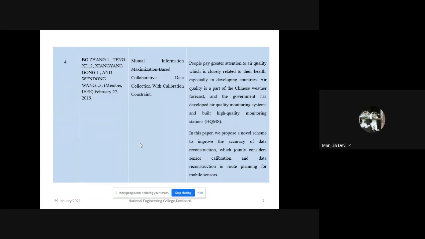Then mutual information maximization based collaborative data collection with calibration constraint. In this paper, they propose a novel scheme to improve the accuracy of data reconstruction.